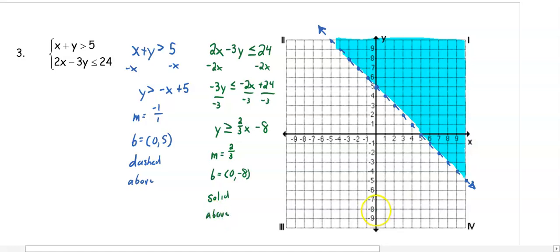So when I go to start my graph, I'm going to start at negative 8 on the y-axis, and I'm going to go up 2, right 3 across the graph. I can also go down 2 and left 3. Then it's going to be a solid line to connect our points, arrows at the end of our lines, and we are going to shade above. So again, when we shade above, we start to see where our overlap is going to be for our solutions.